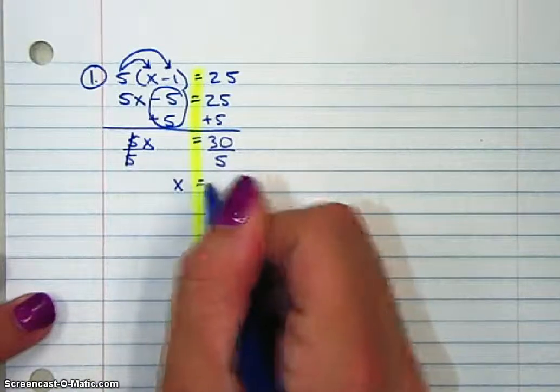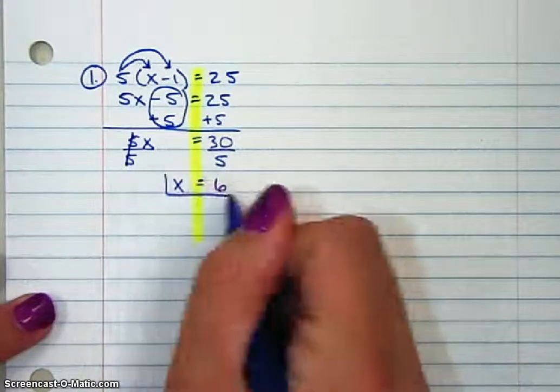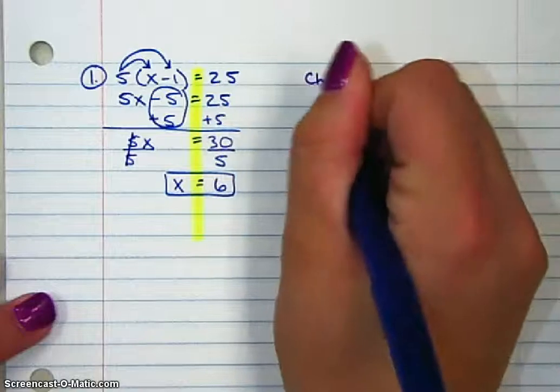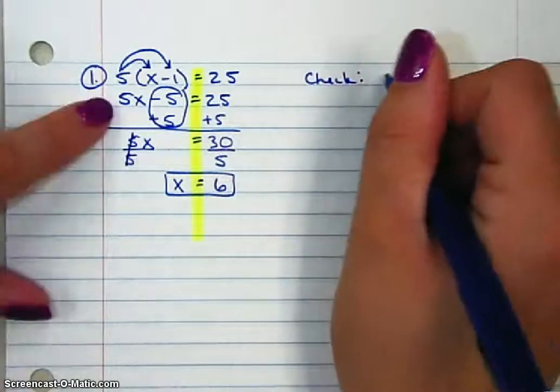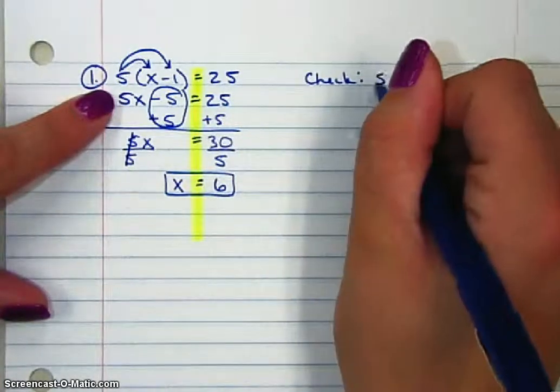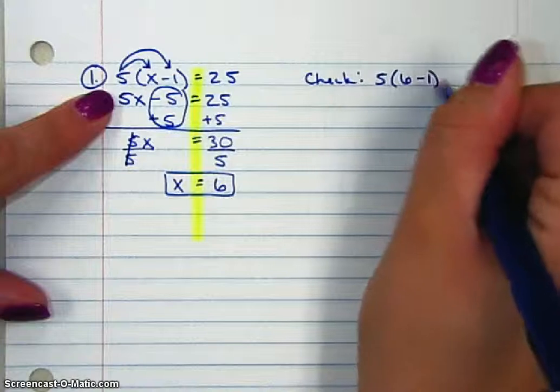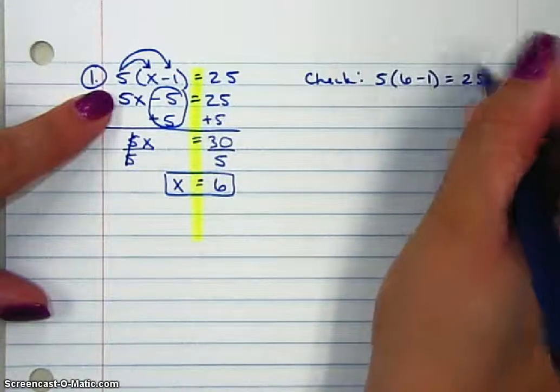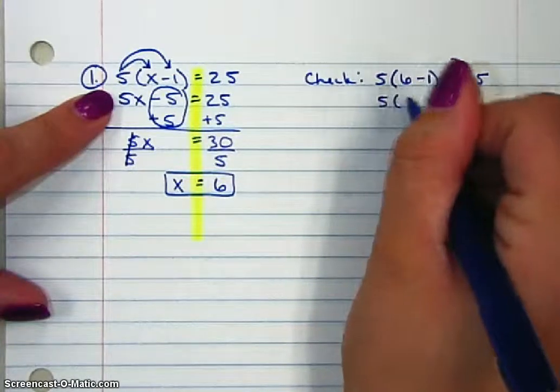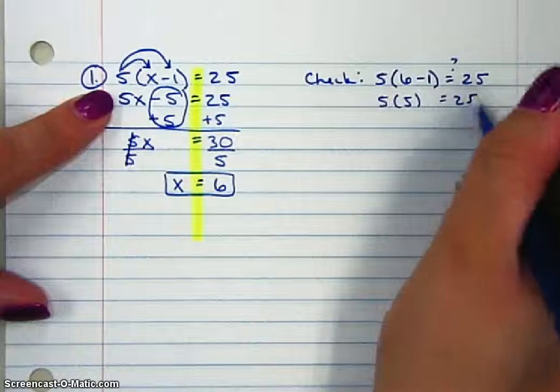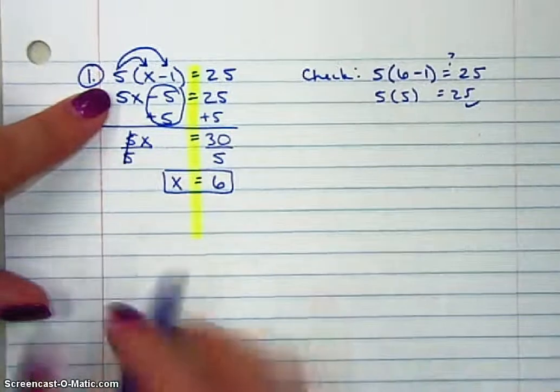So 1x equals 6. You can always check your answers to make sure you're doing them right by plugging it back into the original problem. So 5 times 6 minus 1, I want to know if that's 25. Well, 5 times 5 is definitely 25, so it does work.